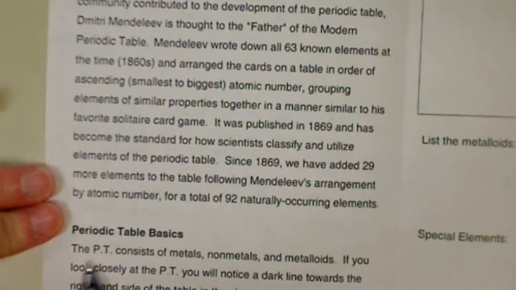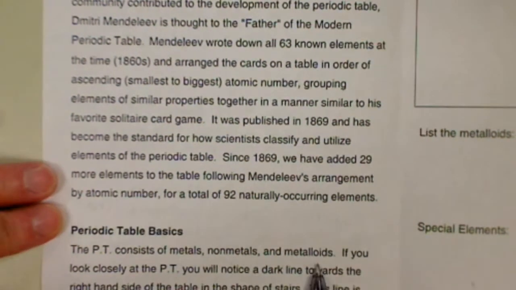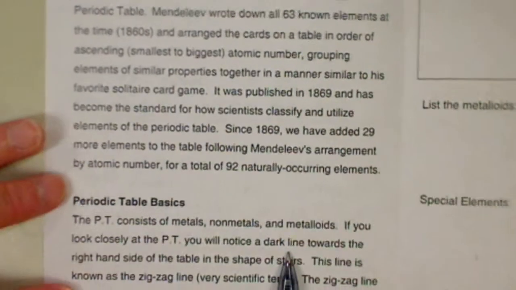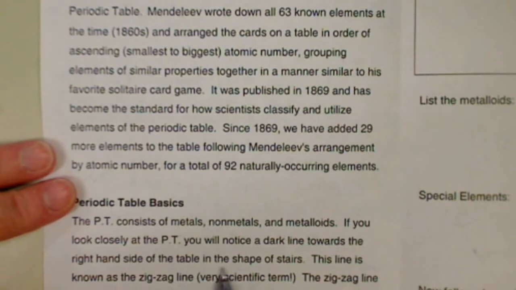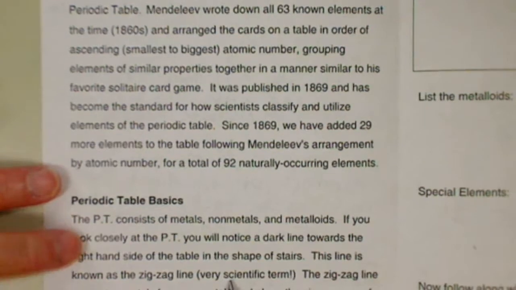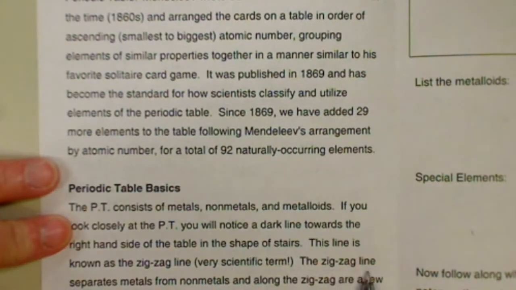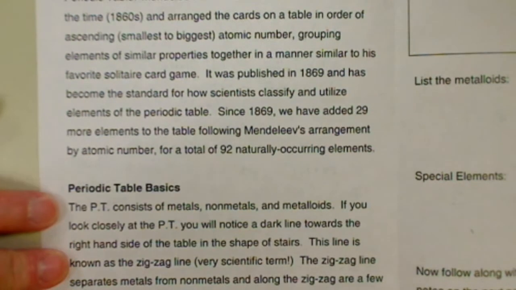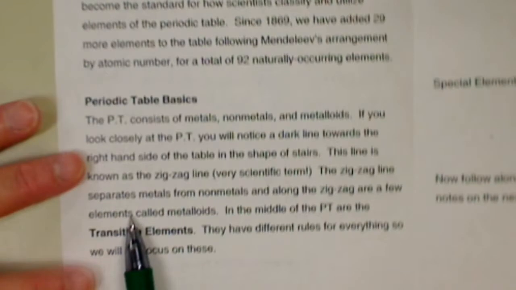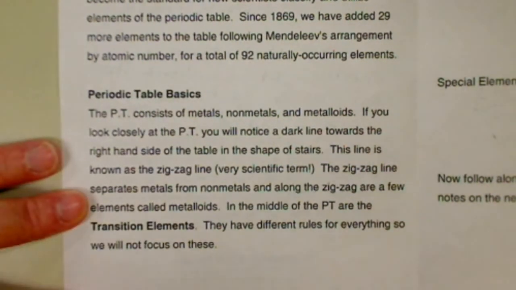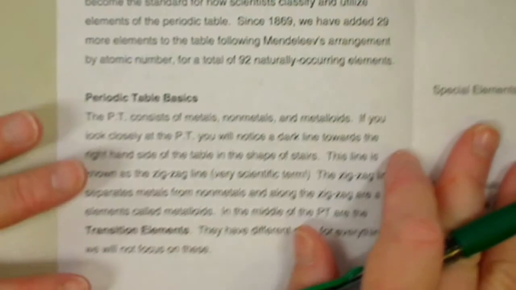Periodic table basics. The periodic table consists of metals, nonmetals, and metalloids. If you look closely at the periodic table, you will notice a dark line toward the right-hand side of the table in the shape of stairs. This line is known as a zigzag line. Yes, I know it's a very scientific term, but we're always going to call it the zigzag line. It separates metals from nonmetals, and along the zigzag line are a few elements called metalloids. In the middle of the periodic table are what we call transition elements. They have different rules for everything, so we are not really going to focus on those too much.